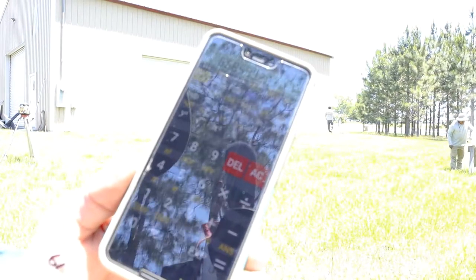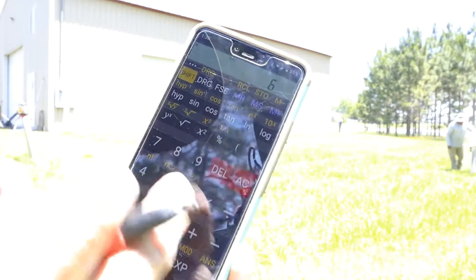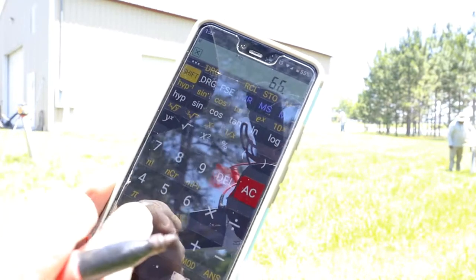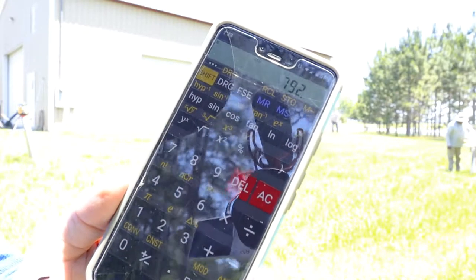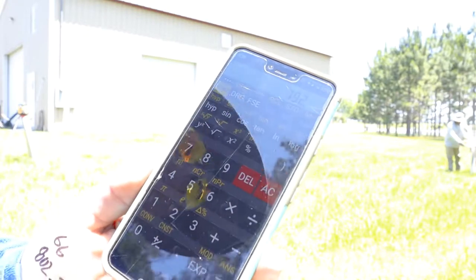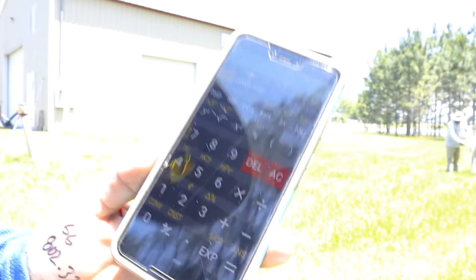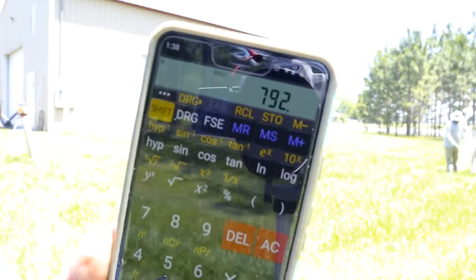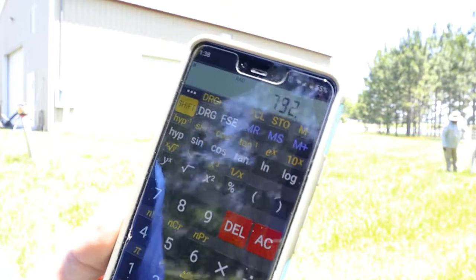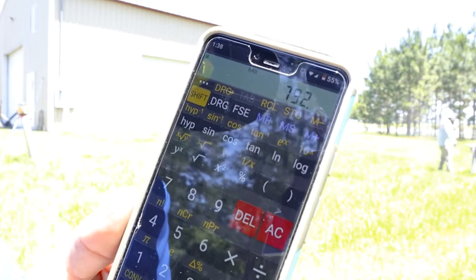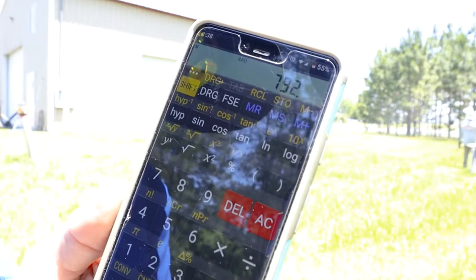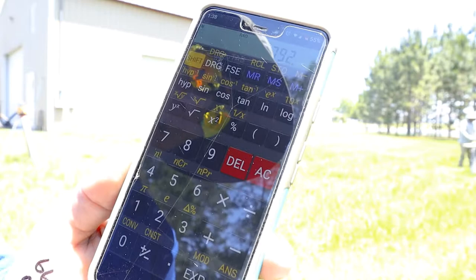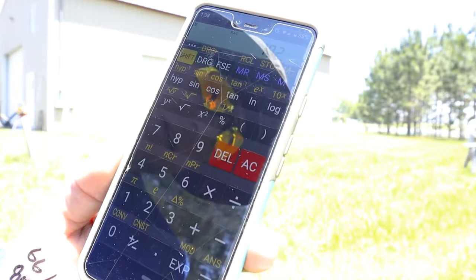So I'll do 66 times 12 equals 792. But I have 802 inches. So 792, 66 feet. 802 minus 792 is 10 inches. 66 feet, 10 inches. And then I have a 0.32.